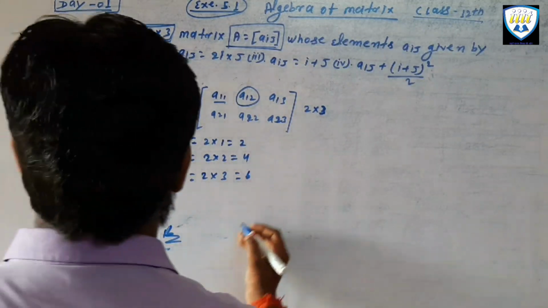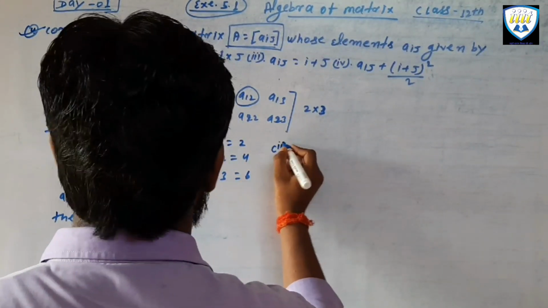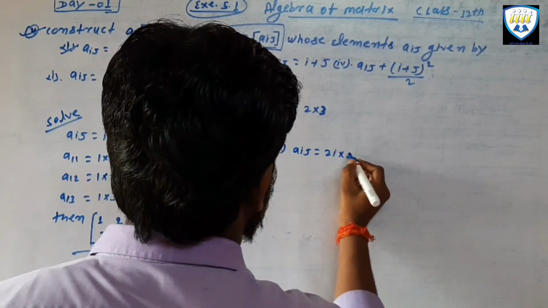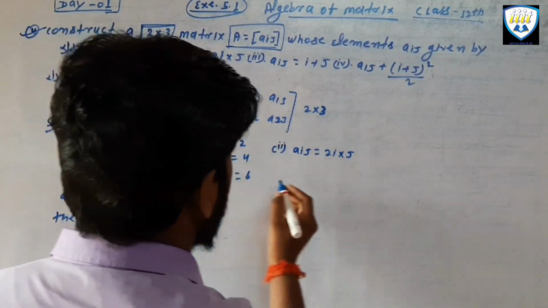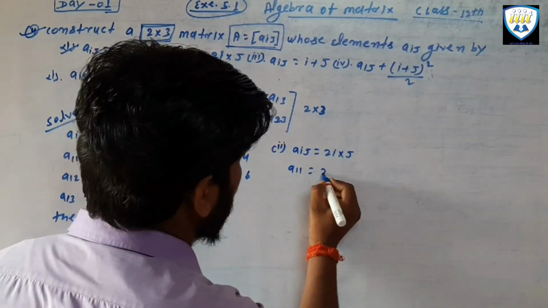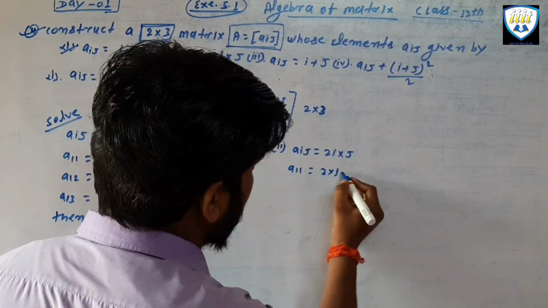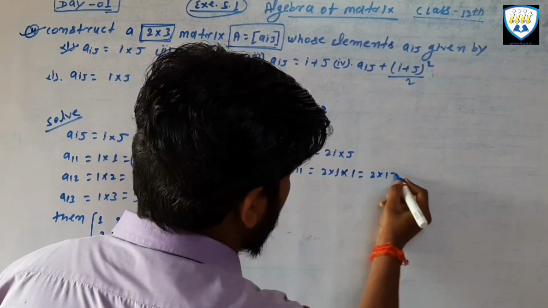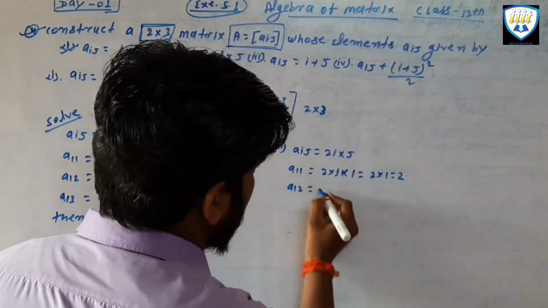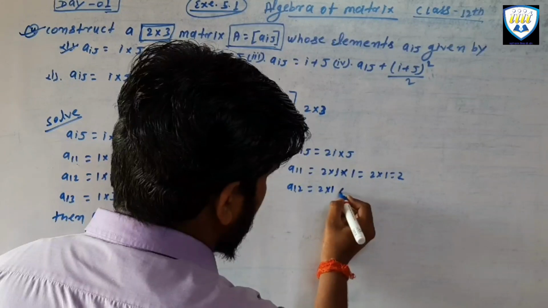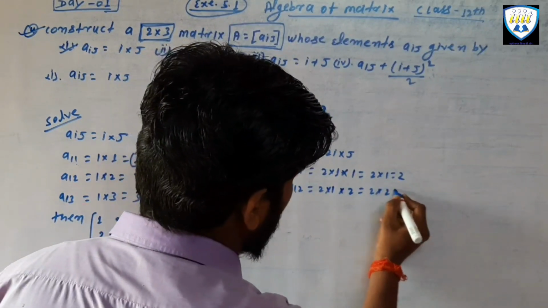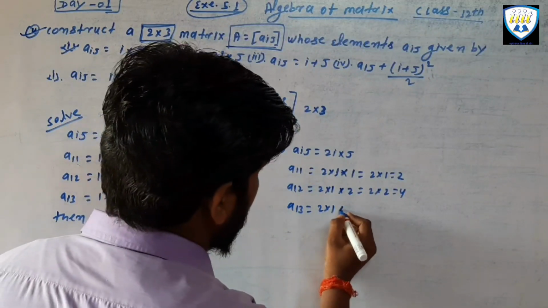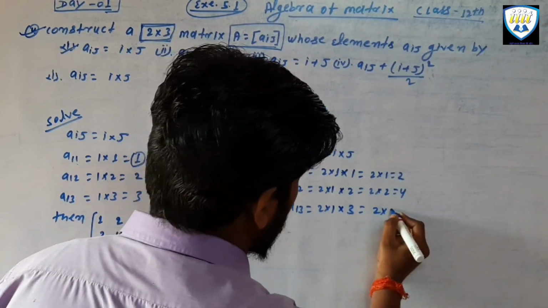Answer. And similarly, the second: Aij equals 2 into i into j. Similarly, A11 equals 2 into 1, i into j, 1, equals 2 into 1, equals 2. A12 equals 2 into 1, i into j, 2, equals 4. A13 equals 2 into 1 into 3, 2 into 3, equals 6.